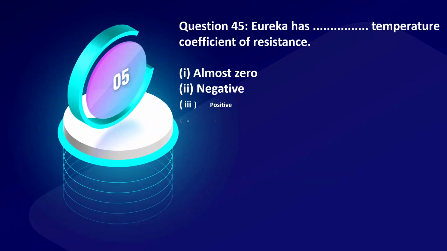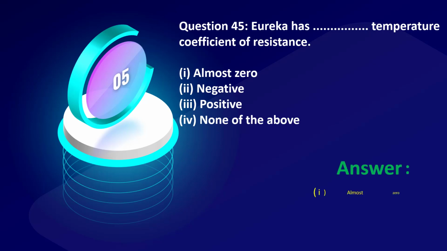Question 45. Eureka has temperature coefficient of resistance: 1. Almost 0. 2. Negative. 3. Positive. 4. None of the above. Answer: 1. Almost 0.